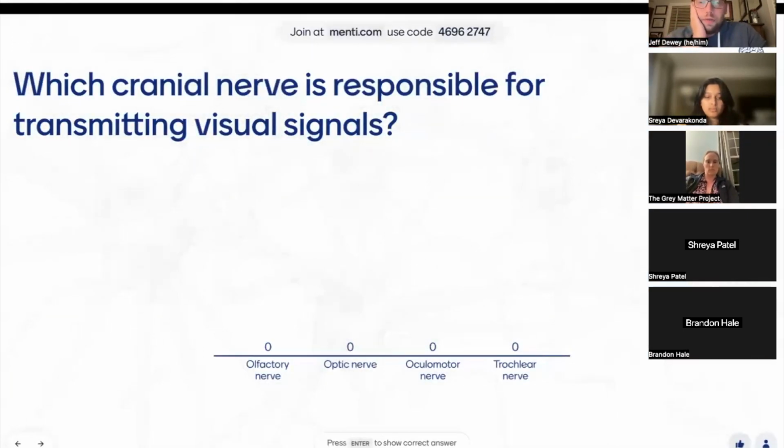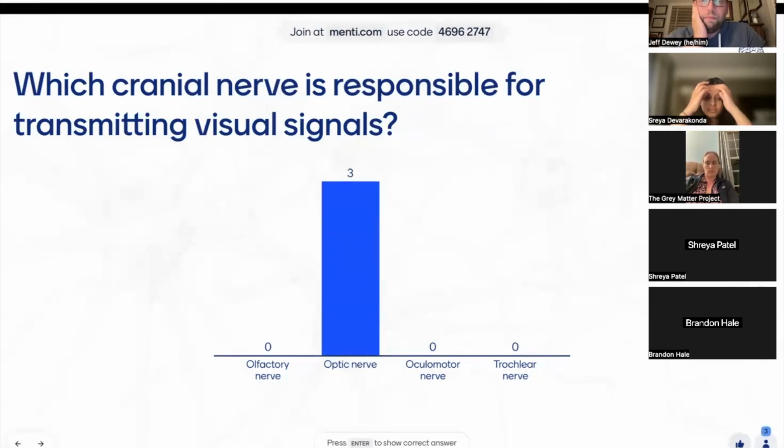So of those nerves, we talked about one in particular that transmits visual signals. Which nerve was that? Nice. So most people are agreeing it's the optic nerve. That is correct. The olfactory nerve does smell. The oculomotor nerve and the trochlear nerve are two of the three nerves that go to the eye and control eye movements. But they don't control vision itself. That's the function of the optic nerve.